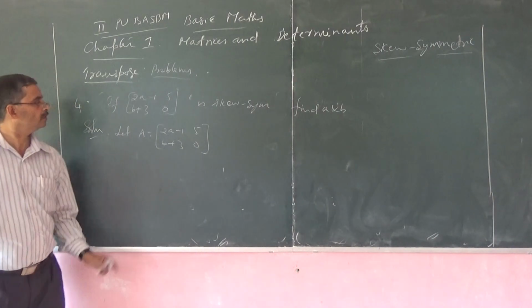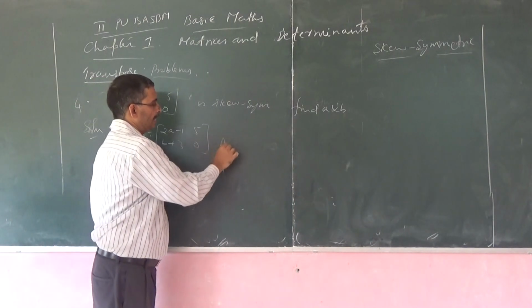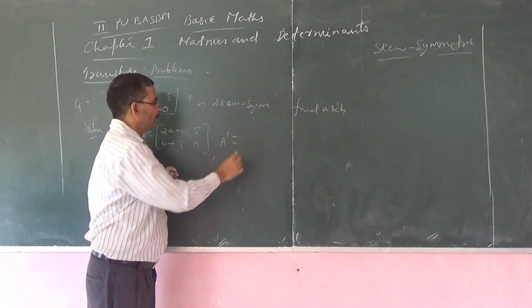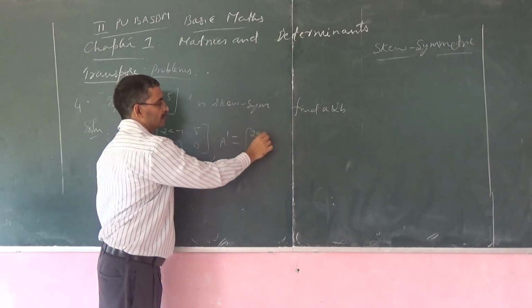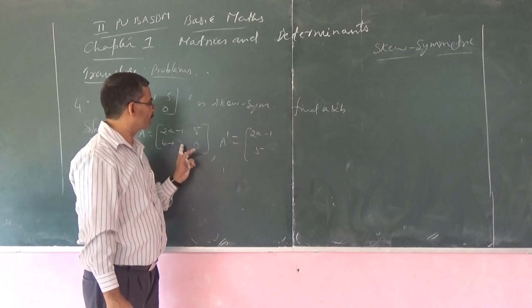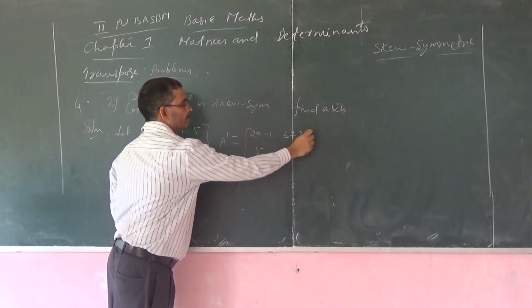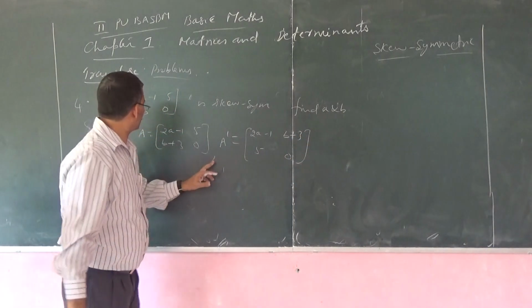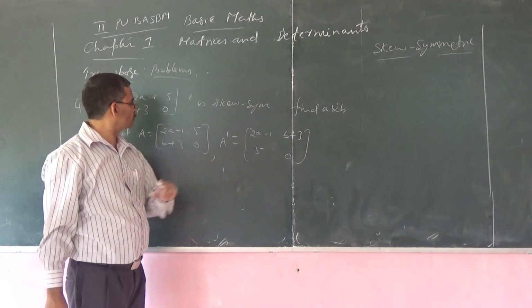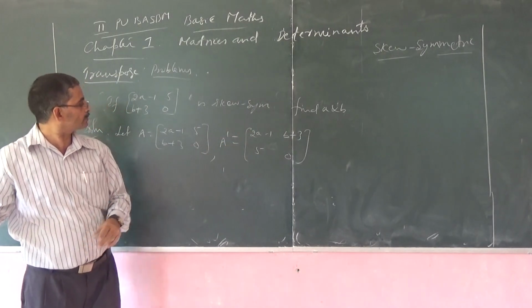Okay. So now what is A dash? A transpose. A dash equal to [2a minus 1, b plus 3; 5, 0]. So this is A, so A dash is 2a minus 1, first row will become first column, 5, b plus 3, 0. So what is minus A?